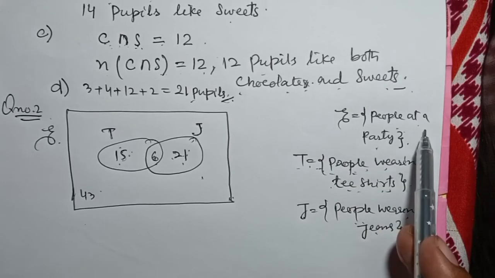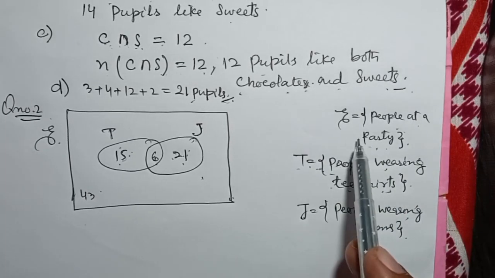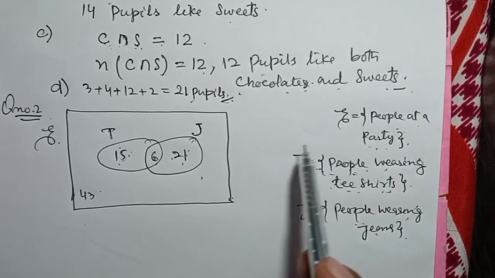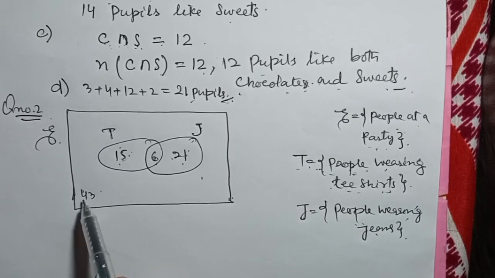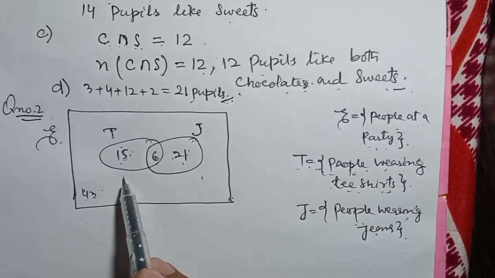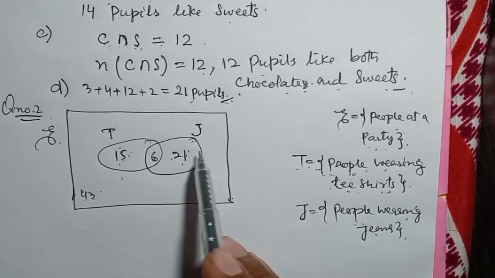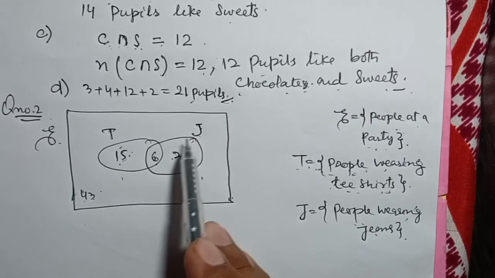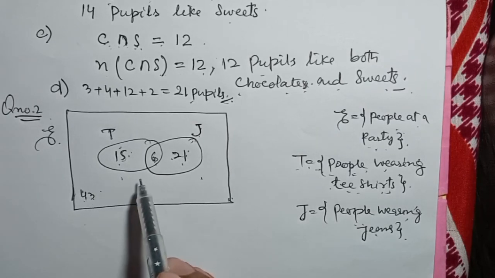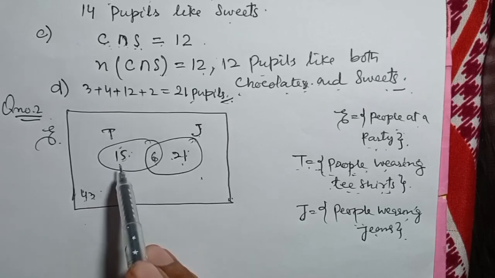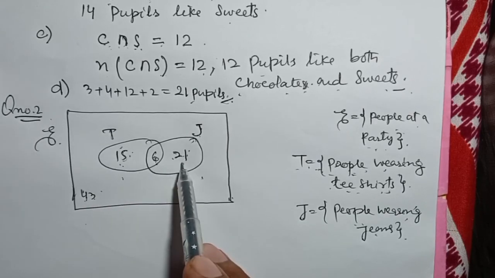The universal set is people at a party. So the total number of people who are at the party, that is the universal set. Because this Venn diagram is given, this is the universal set, here T is a set, J is a set, and this is the intersection. So how will we calculate the total people at the party? That's 43 plus 15 plus 6 plus 21.